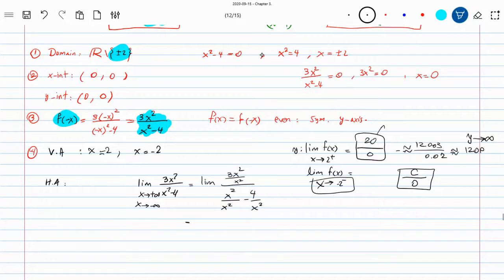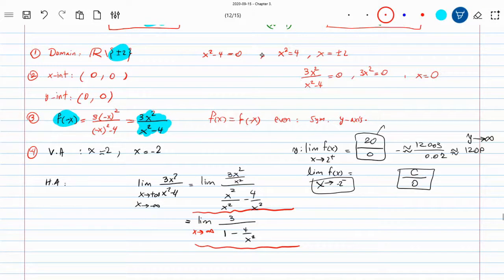So what you get is the limit, where the numerator is 3 divided by 1 minus 4 over x squared. Sorry, I wrote it too close together; I wanted to keep some space for later. As x approaches infinity, this term always approaches 0. It doesn't really matter if it's positive infinity or negative infinity. So this is gone, and the limit is 3 divided by 1, which is simply 3. So the horizontal asymptote is at y equals 3.